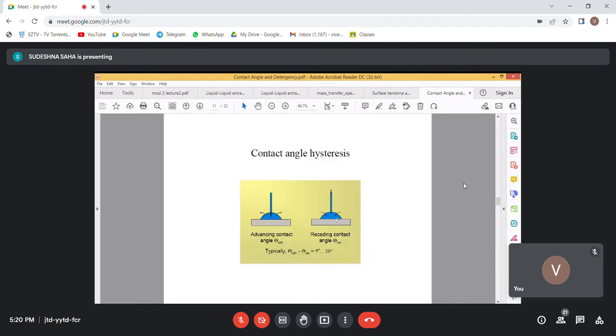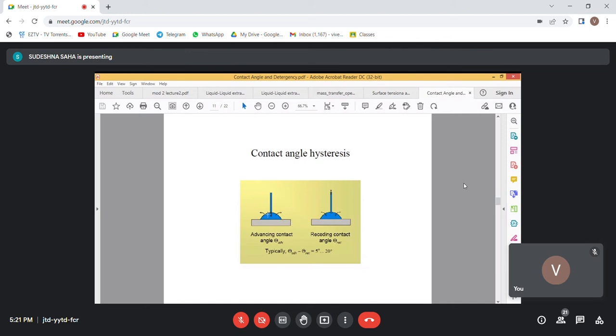Okay, contact angle hysteresis is something like, suppose you are trying to put a water droplet on a solid surface, then the angle that is made by the liquid with the solid surface is the advancing contact angle, because you are putting liquid as a drop on top of the surface. If you are taking out this drop, then you will see there will be a contact angle again. This drop will try to shrink, and that is known as the receding contact angle.